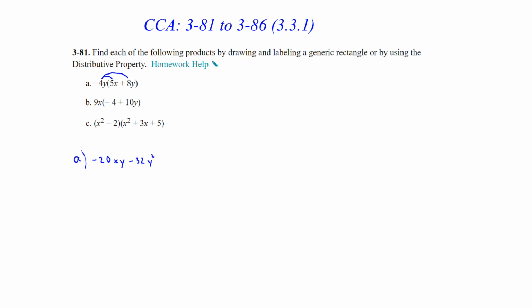If you're using the generic rectangle, you're only going to have one level here. You're going to have a negative 4y, and then the 5x plus the 8y. So it'll look like that.